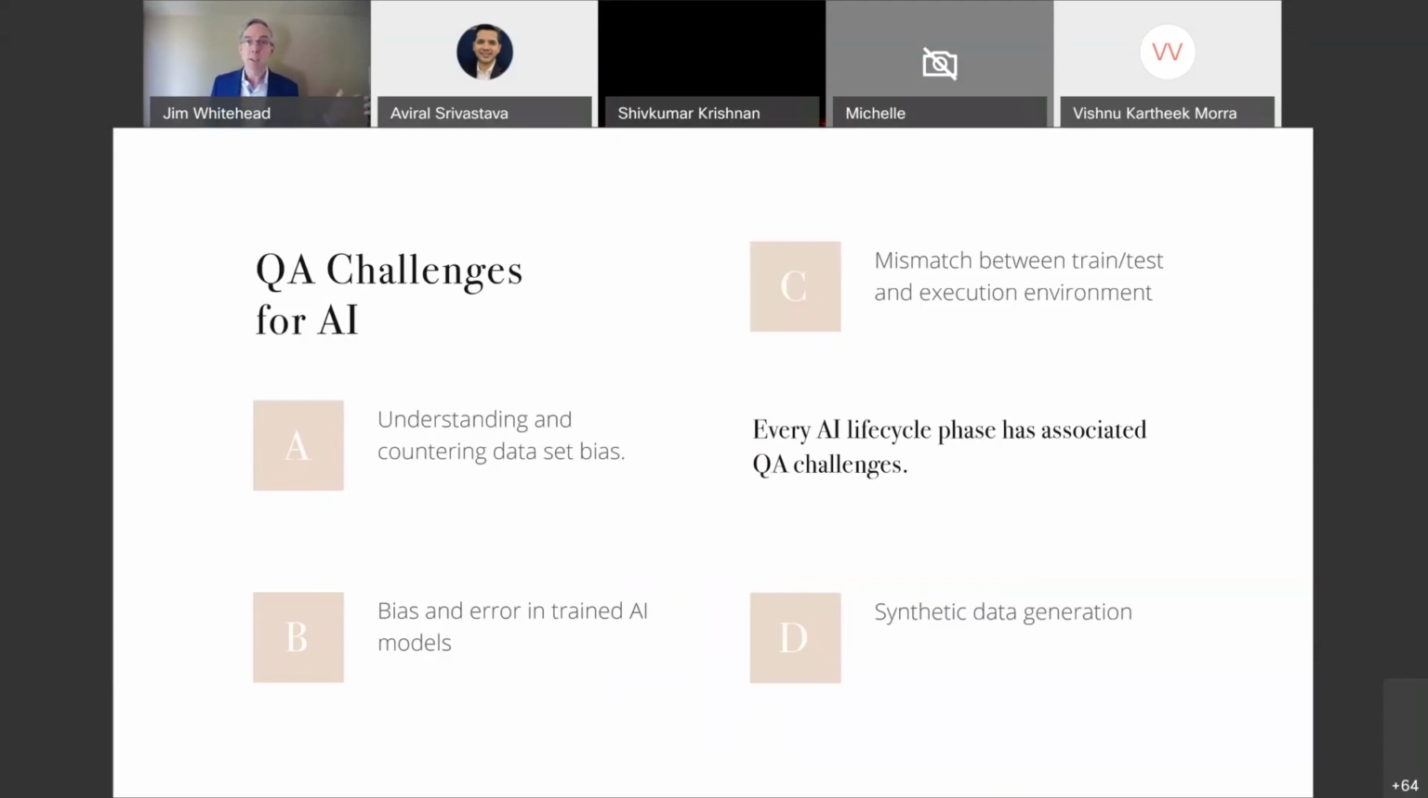So 1, understanding and encountering bias in your data sets. Like a lot of computer science, if you have bad data coming in, you'll have bad data going out. 2, working and dealing with bias and error in the trained AI models themselves. 3, dealing with mismatch between the training environment and the execution environment, and in particular, dealing with the long tail of wonderfully weird stuff that can happen in the real world. And then finally, the use of synthetic data generation.